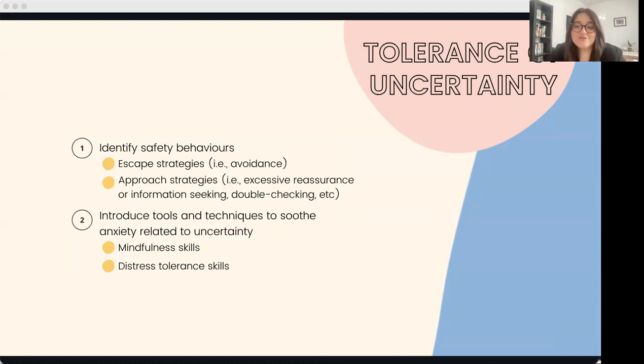Identifying these safety behaviors will really help clients build awareness about how their behaviors may actually contribute to their feelings of anxiety. We may also want to introduce tools and techniques to help soothe those feelings of anxiety and distress related to uncertainty. These can include mindfulness techniques like progressive muscle relaxation or breathing exercises, as well as distress tolerance skills like grounding.